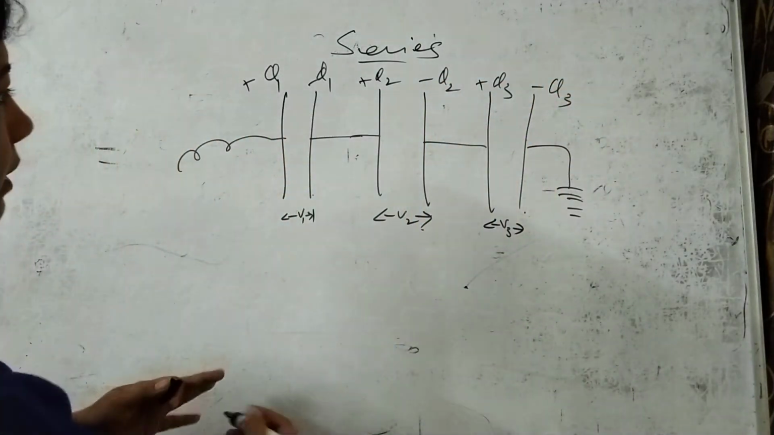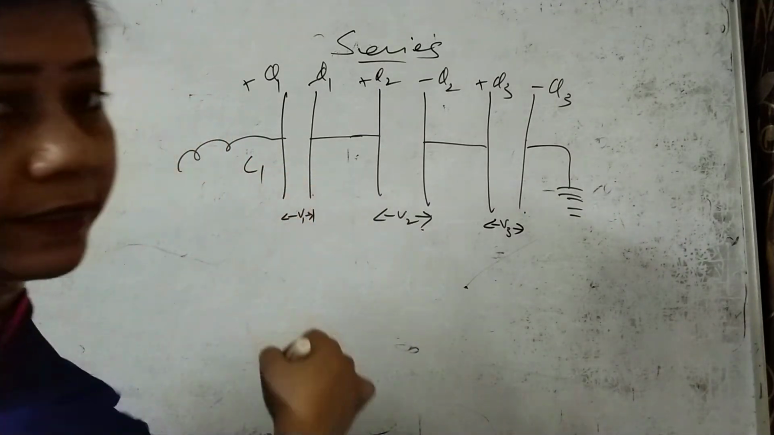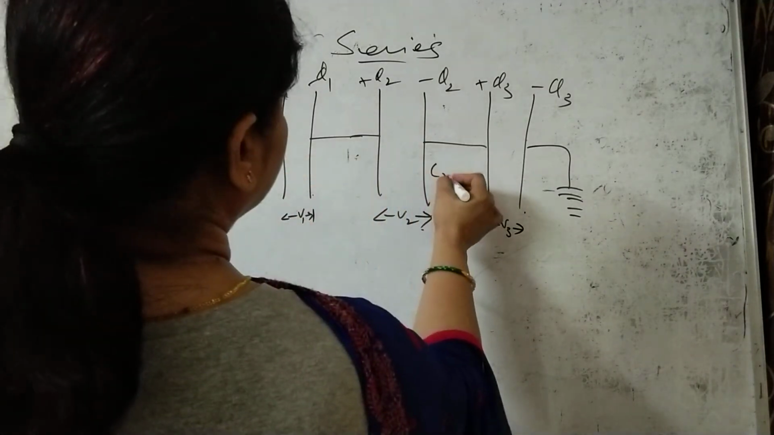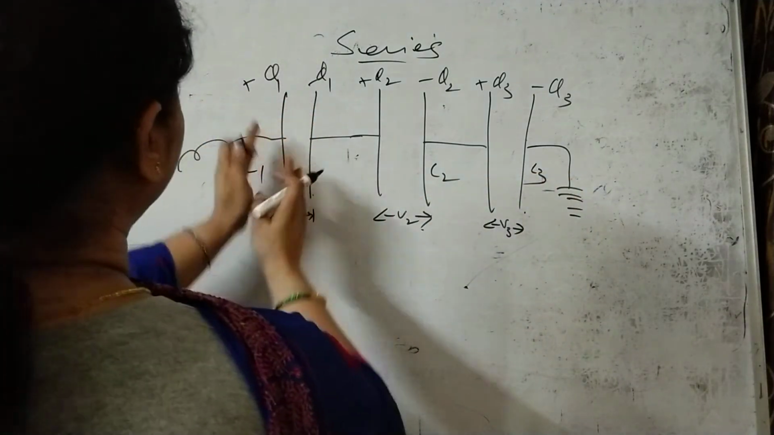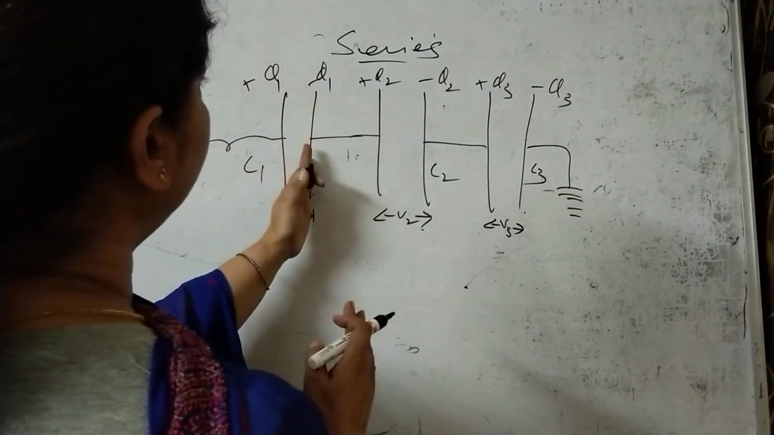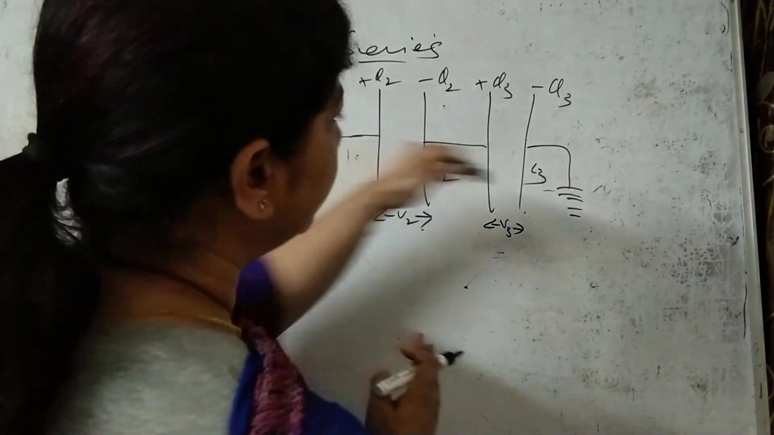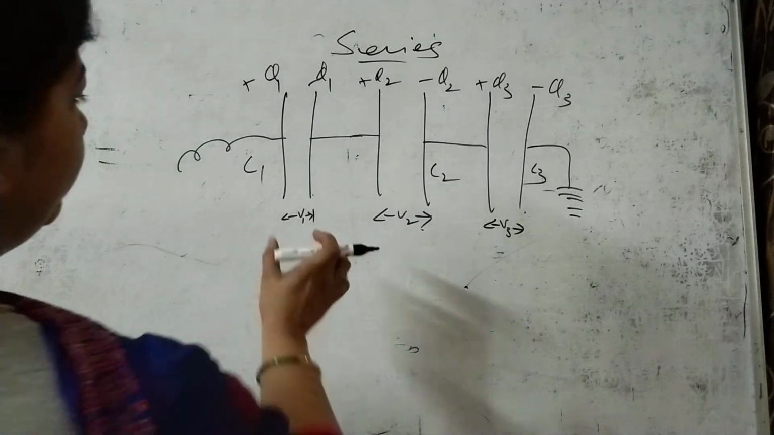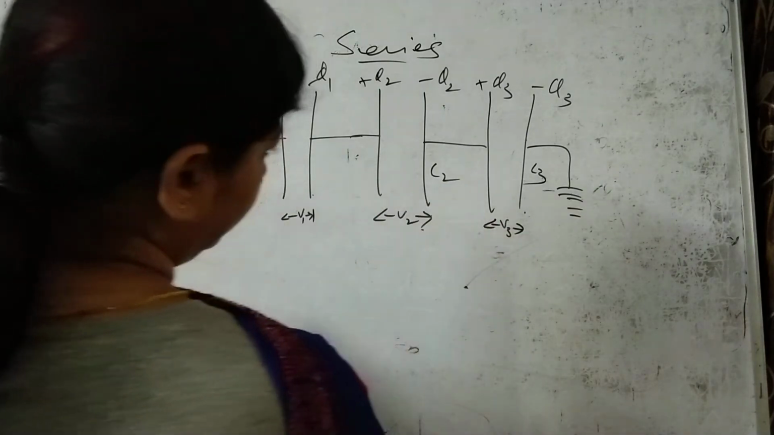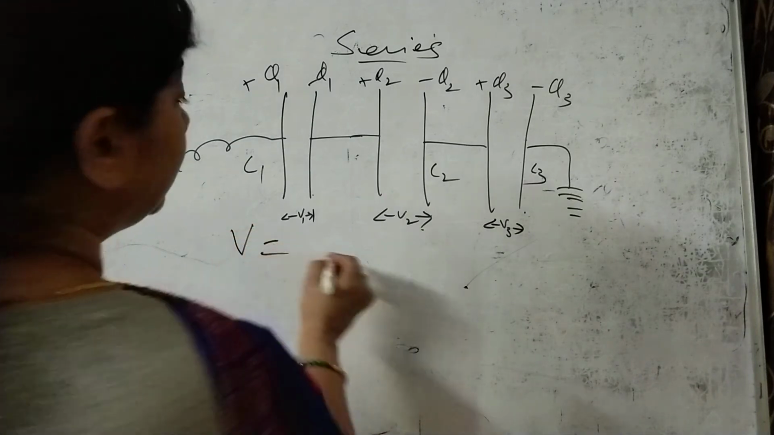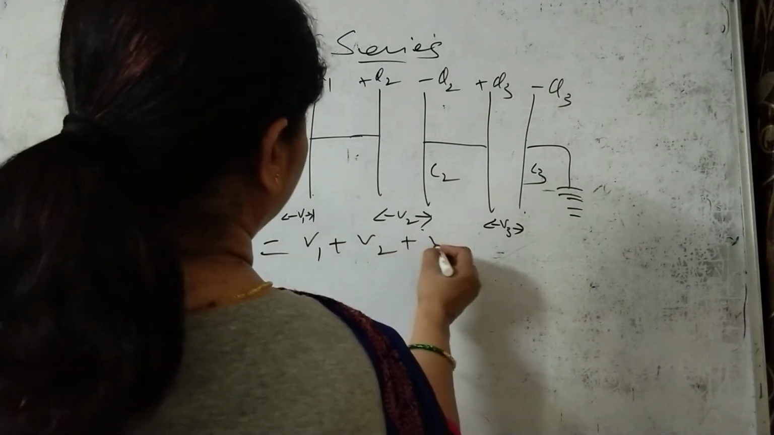So we have a system of 3 plates, and here the capacitance I'll take as C1, for this C2, and here C3. It is given the positive charge, so this is positive, the other one negative, this is positive, the next negative, the positive, and the negative. So they are connected in series, and they have the individual potential differences V1, V2, V3. Now we have the equivalent potential V equals V1 plus V2 plus V3, right?